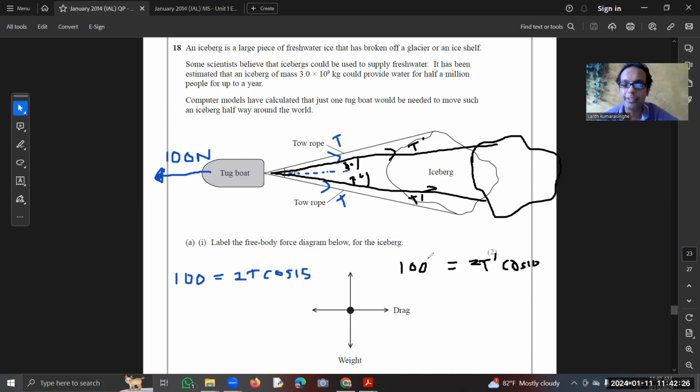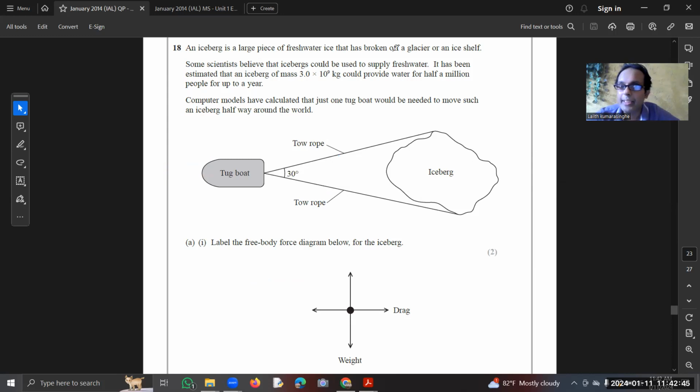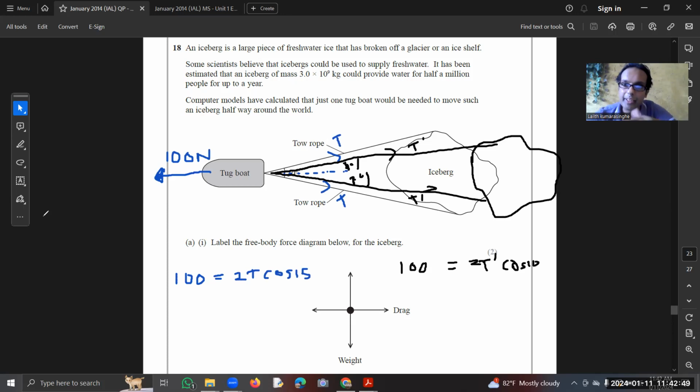Okay. If this one comes, be careful. Did you see that? The reason there's a forward force on the tugboat, you have to balance it and see. So what will be the answer? The net force acting on the iceberg will remain the same. Net force acting on the iceberg is still 100.